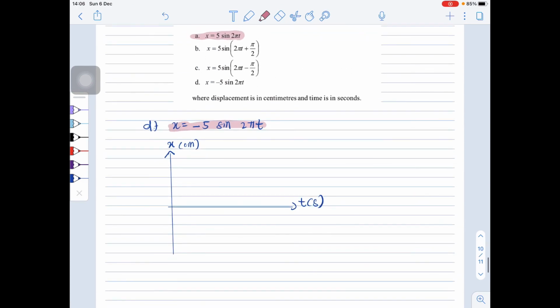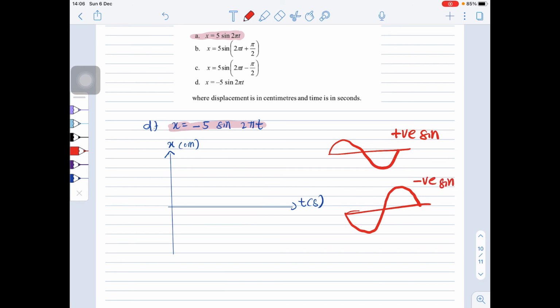Okay, which means tadi graf kita macam ni. So this one is for positive sine graph. So for negative, dia akan flip. Okay, dia akan start ke bawah dan naik semula ke atas. So this one will be negative sine. So it's very easy. Let's label that one first. Label 5 dekat sini dan negative 5. So now kita akan start daripada kosong ke bawah, naik semula ke atas, and then one complete cycle.